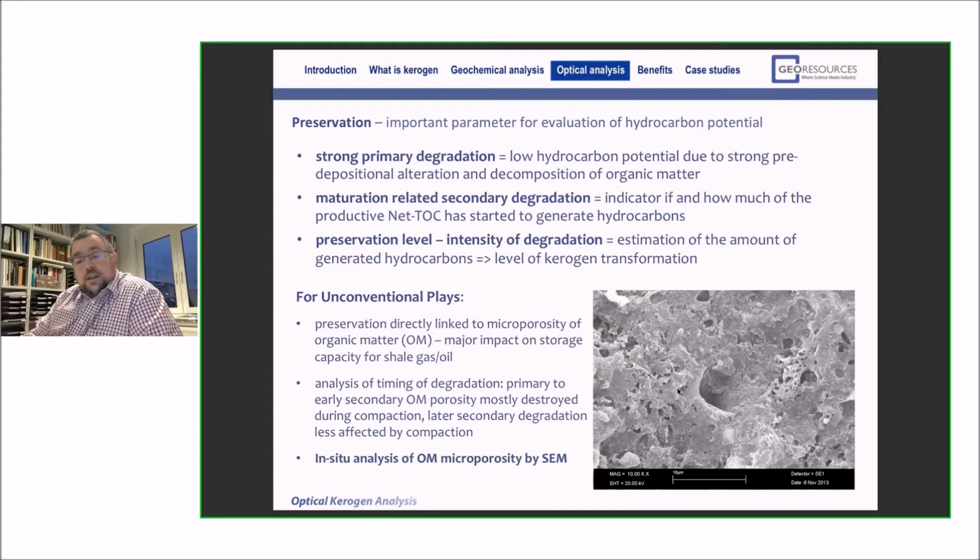If you have a polished rock slab and you work with it on the SEM, you can identify these open pores. This definitely has to be a process after compaction, so this has to be secondary degradation. This is a very good indication that the degradation here is secondary. And this in situ analysis of organic matter microporosity with the SEM is really essential to understand and reliably estimate unconventional shale resources.